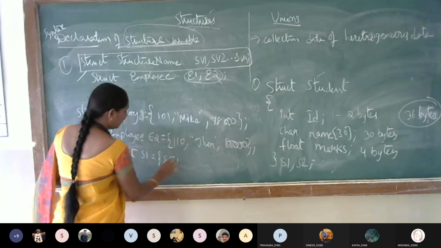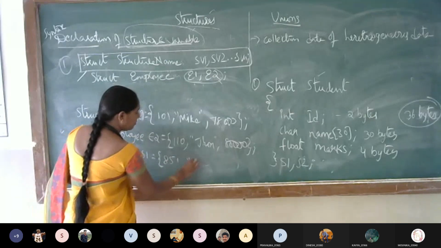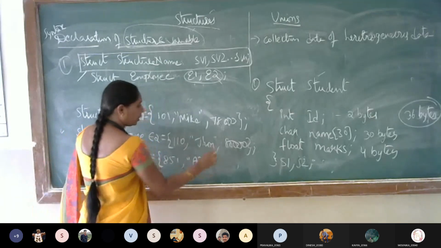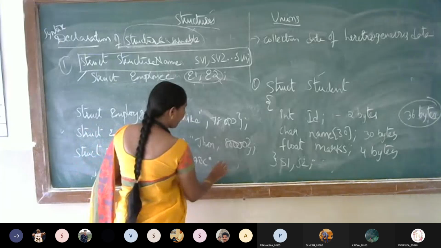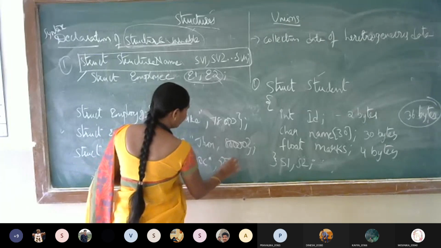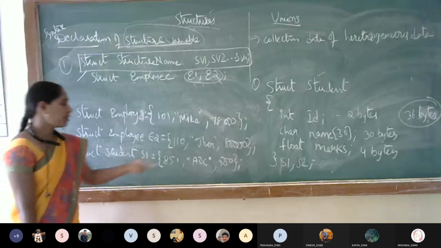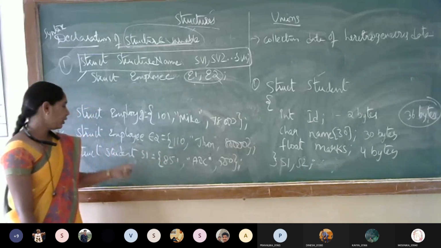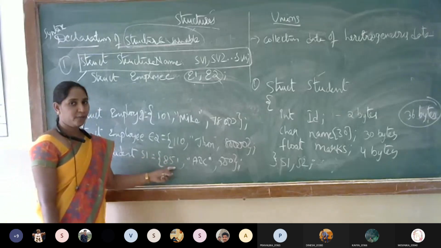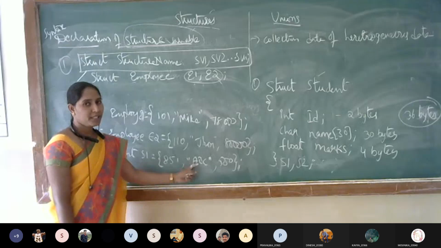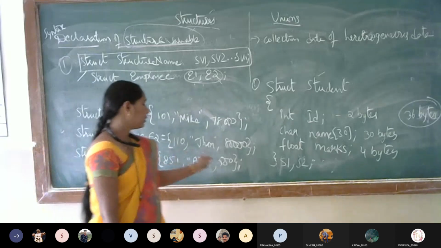Okay, 851. Okay, name, some ABC, whatever name you want you take, and marks. So 500 out of 500. Okay, out of 600 he got some marks, 500. Okay, so S1 dot ID is 855, S1 dot name is equal to ABC, S1 dot marks is equal to 500.